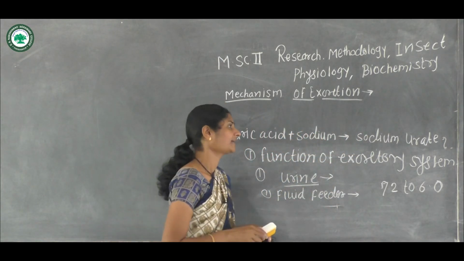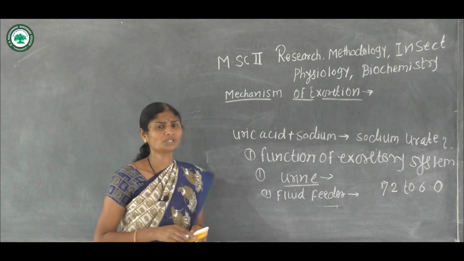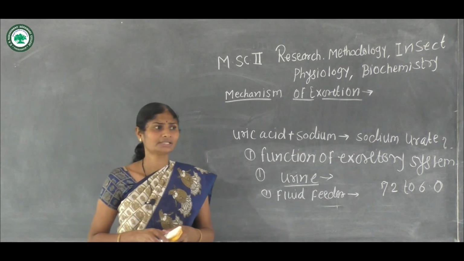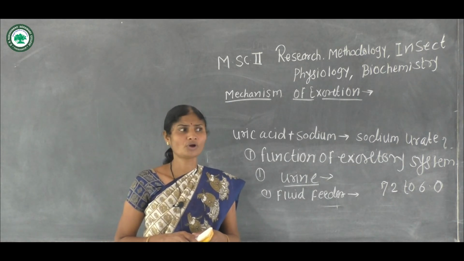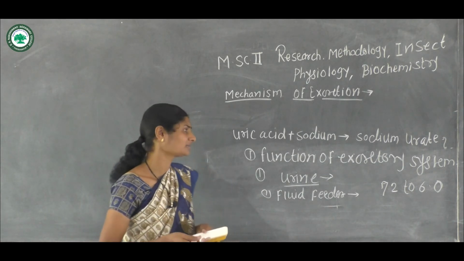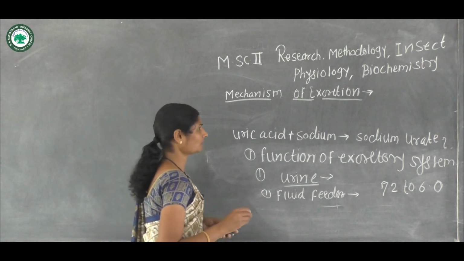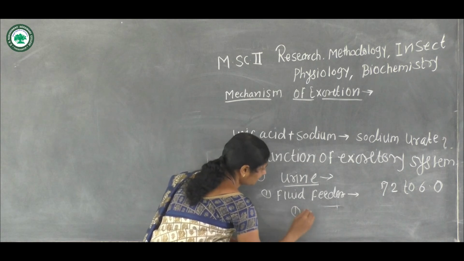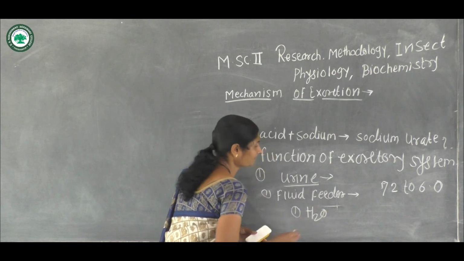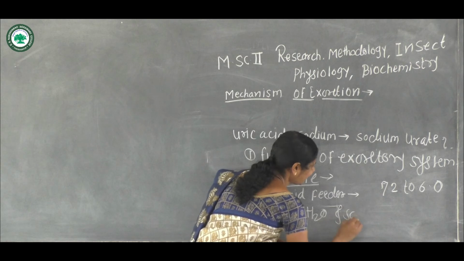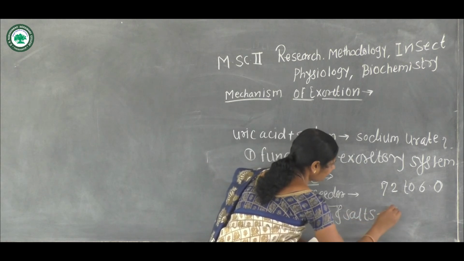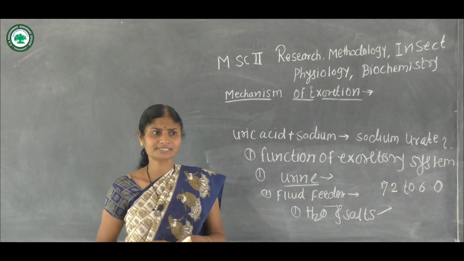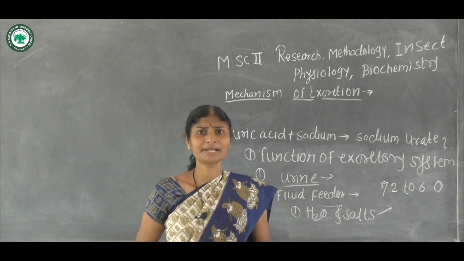Next, chemical composition of urine. This chemical composition varies from insect to insect. In chemical composition, two components are present. First is the water component and second is salts. These salts include bicarbonates, phosphates and sulfates.